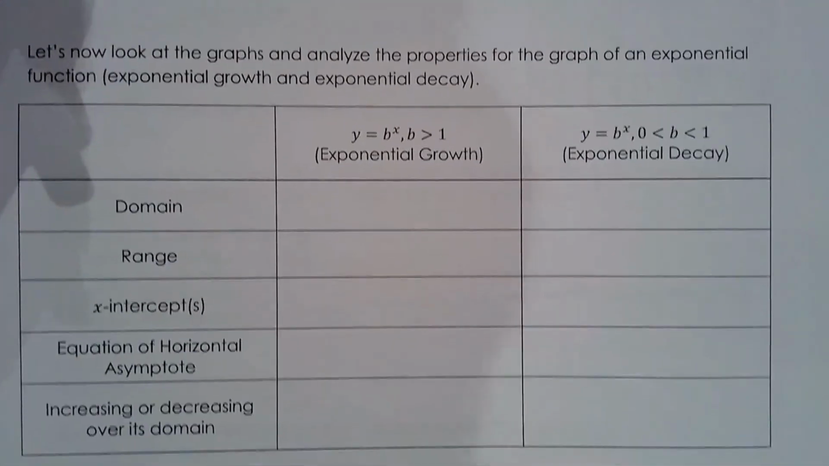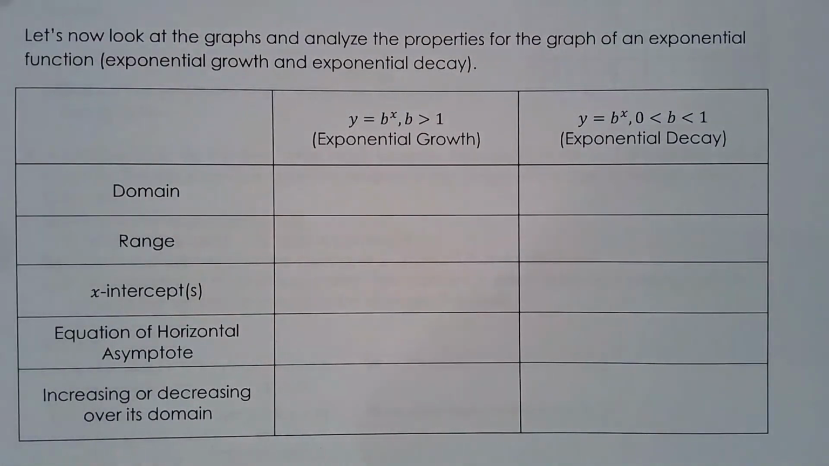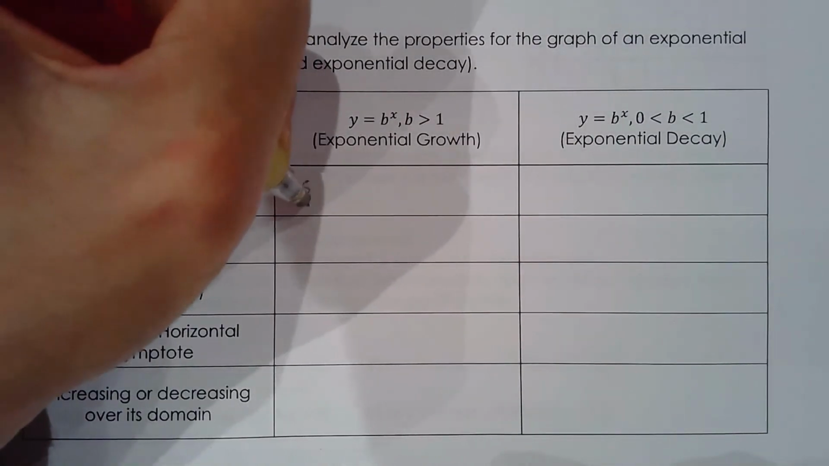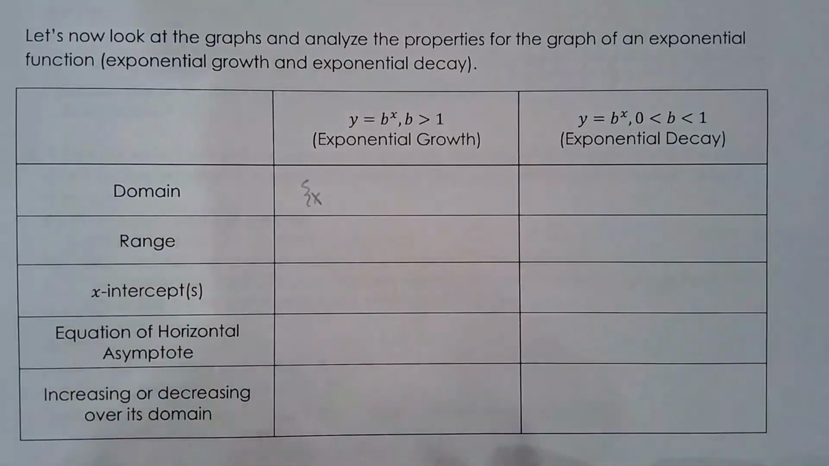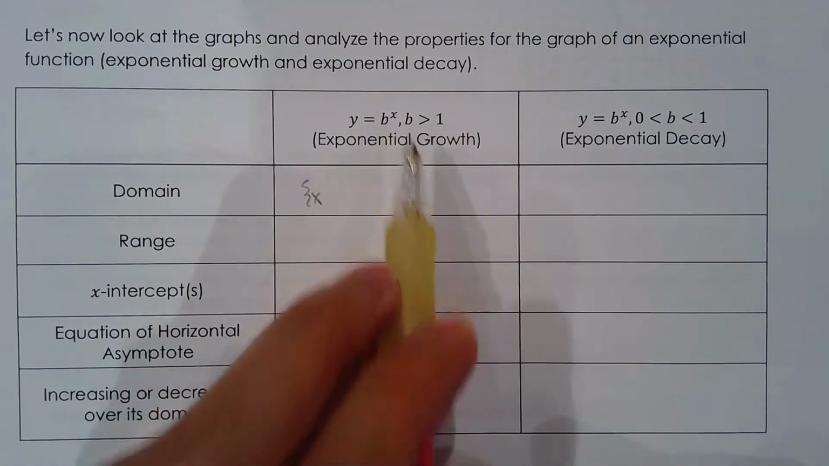So in this lesson, the big idea is just to talk about exponential growth functions and exponential functions in general, and discuss their properties. So the domain, the range, intercepts, horizontal asymptote, and whether it's increasing or decreasing over its domain. The domain is actually easy. Domain is all real numbers, right? You can let any value be the exponent.